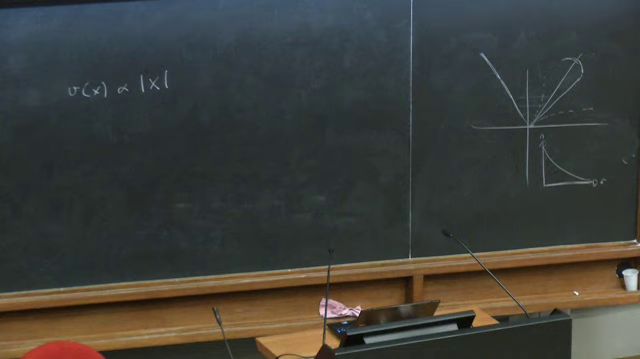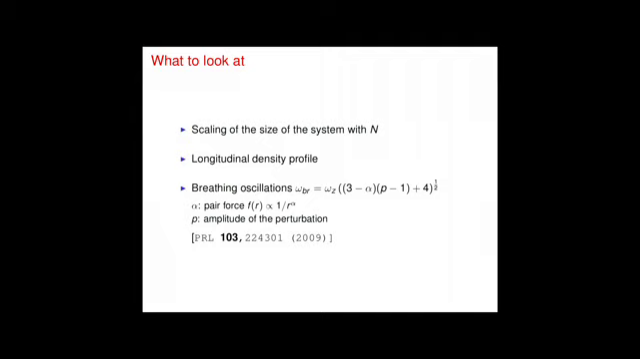Now the experiment has been done, and now the point is to see if this model is valid, and if we really have in the system an effective interaction which is equivalent to 1D gravity. So how can we convince ourselves that this is the case? We can look at the scaling of the size of the system with the number of atoms.